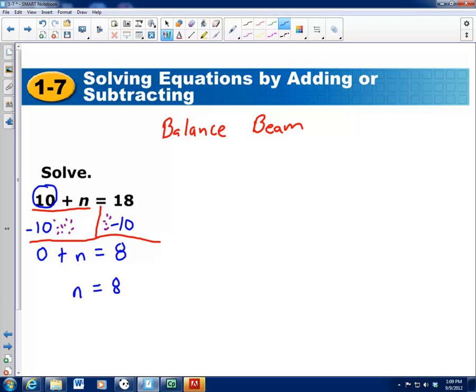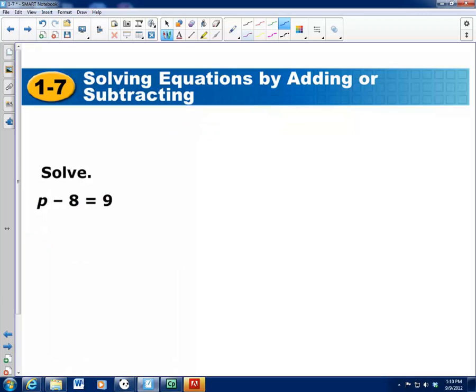And you could also tell by looking at this. I mean, 10 plus what equals 18? Well, we know that 10 plus 8 equals 18. I'm showing you this balance beam method because this is going to help you a lot, especially when you get to algebra and whenever we have multiple step type problems. All right, let's take a look at our next example.